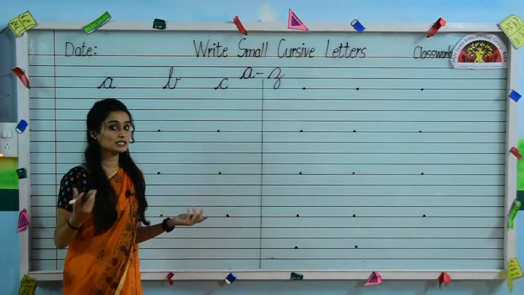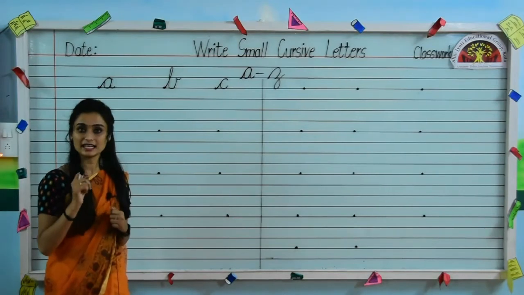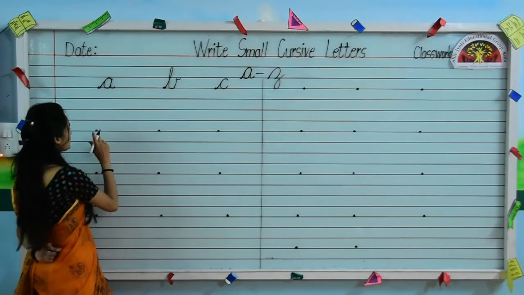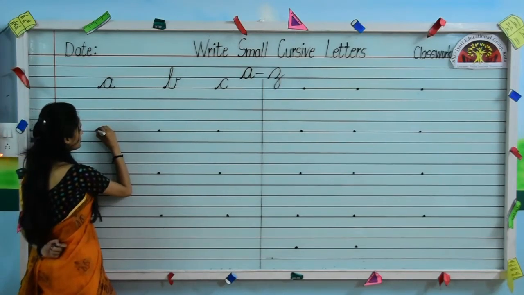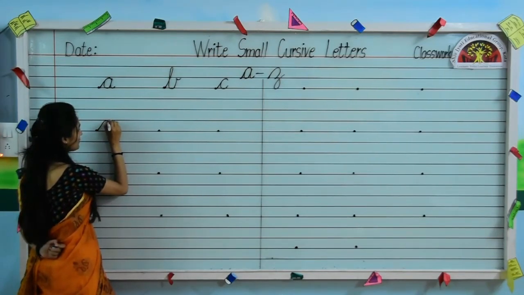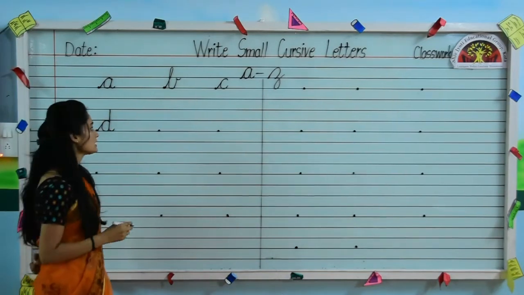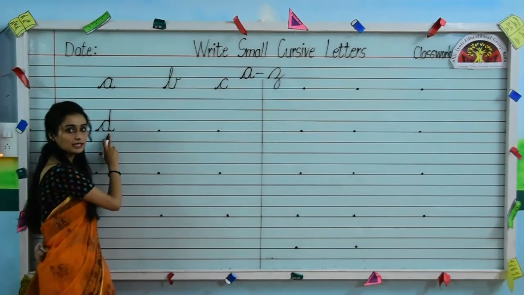Tell me first now which is the next letter, kids? The next letter is D. Come on the next line. From the third line, slanting line up, make a curve, come down, make a curve again, go up straight, touch the first line, come down and a tail like this.